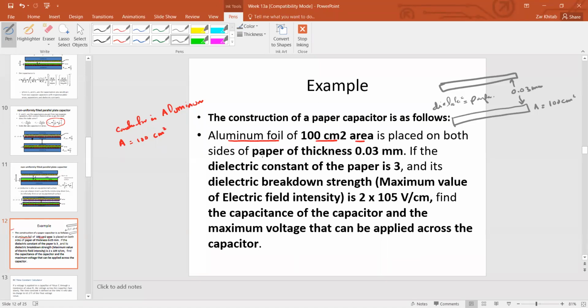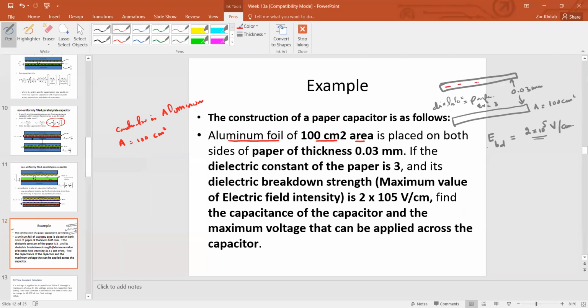Okay, if the dielectric constant epsilon r of the paper is 3, and its dielectric breakdown strength maximum value, the electric breakdown strength E_BD of the paper, is 2 into 10 to the power 5 volts per centimeter. Okay, this is the electric breakdown of the paper. If the electric field is raised from this value, what will happen?